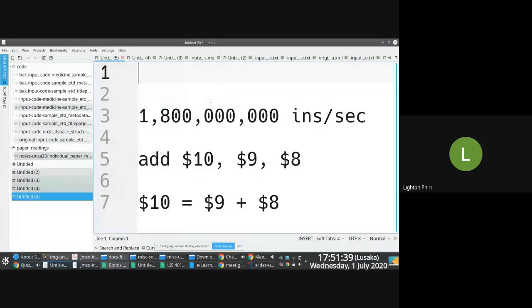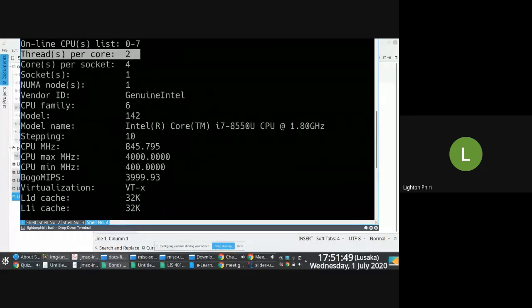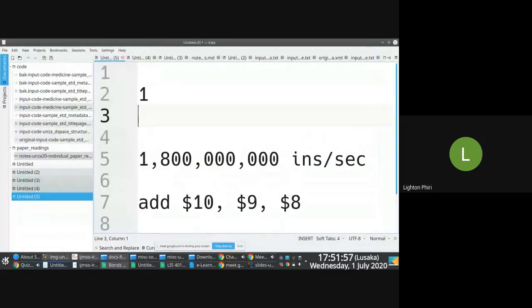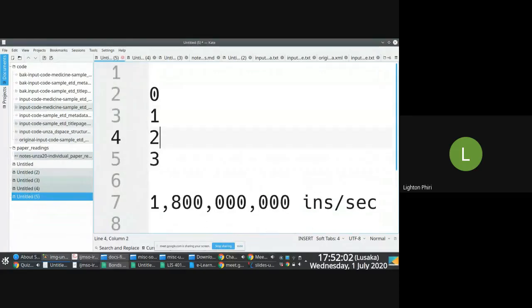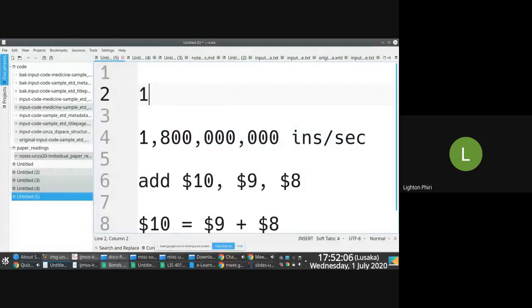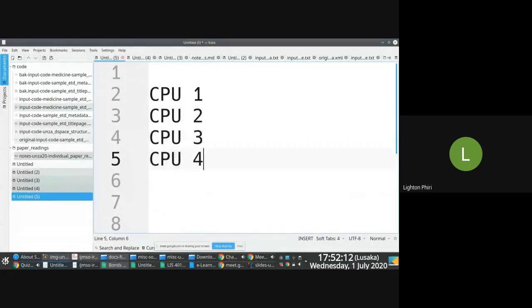So even if we were to slow down these 1.8 billion instructions per second, because if you look at my computer here, I have two cores, I suppose, it's dual core, so my operating system thinks I have 4 cores. So you could view what's happening as being executed on CPU 0, CPU 1, CPU 2, CPU 3, or if you want, you can start from 1. So CPU 1 is executing instructions, CPU 2, CPU 3, CPU 4. Does that make sense? Yes, it does.